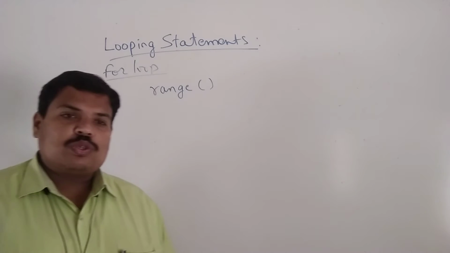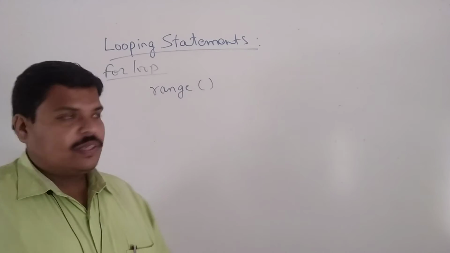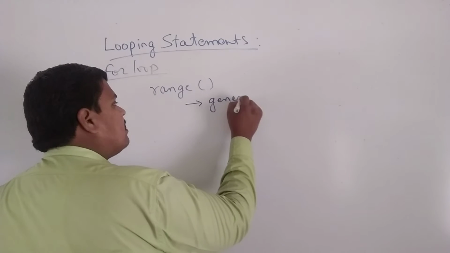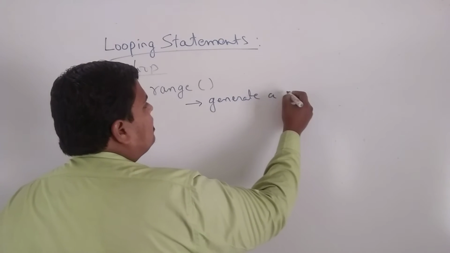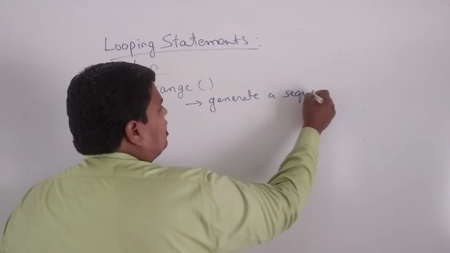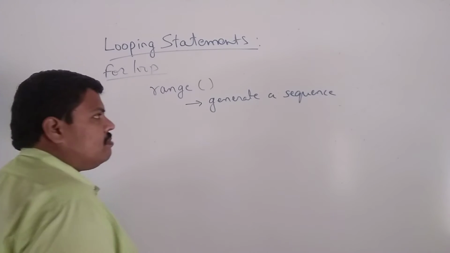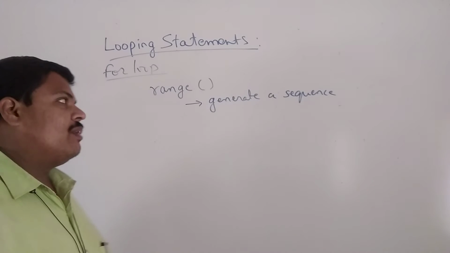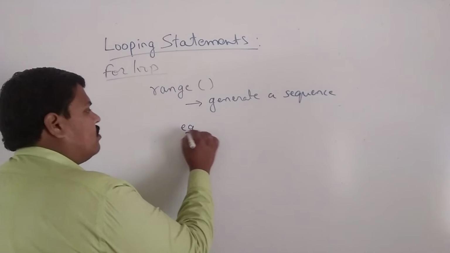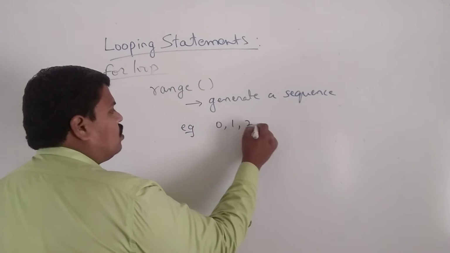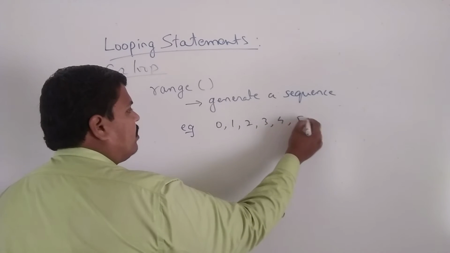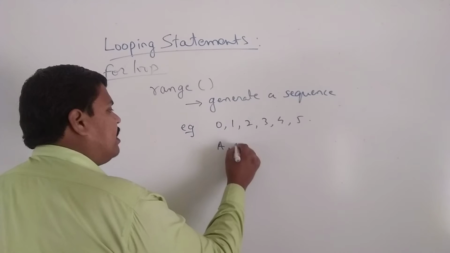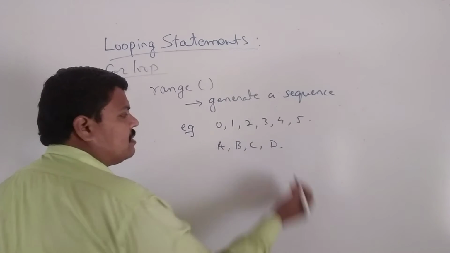It is used to generate a sequence. So what does the range function do? It generates a sequence. What is a sequence? A sequence is a list of elements, for example 0, 1, 2, 3, 4, 5. Another list can be A, B, C, D.